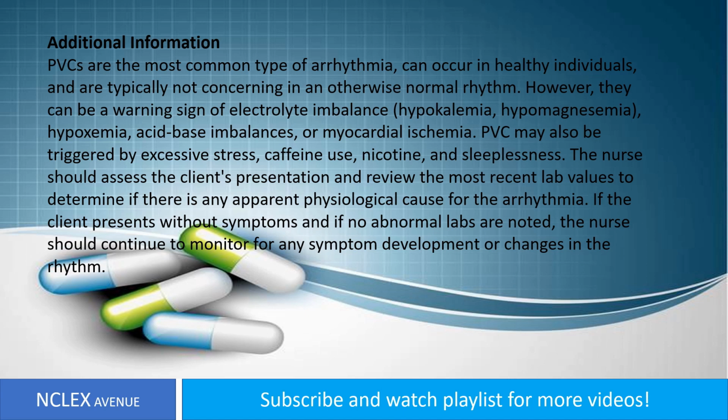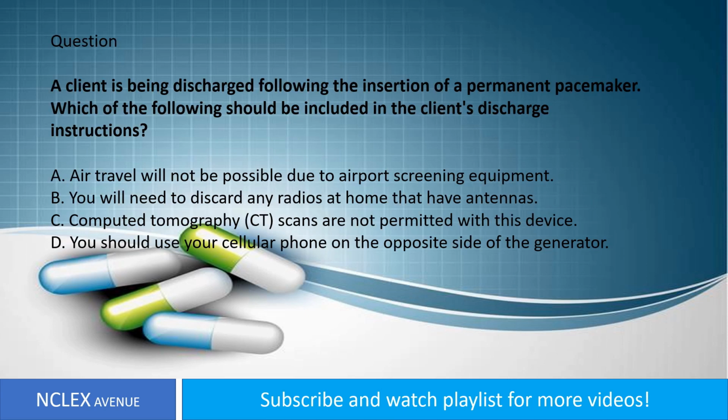The nurse should assess the client's presentation and review the most recent lab values to determine if there is any apparent physiological cause for the arrhythmia. If the client presents without symptoms and if no abnormal labs are noted, the nurse should continue to monitor for any symptom development or changes in the rhythm.